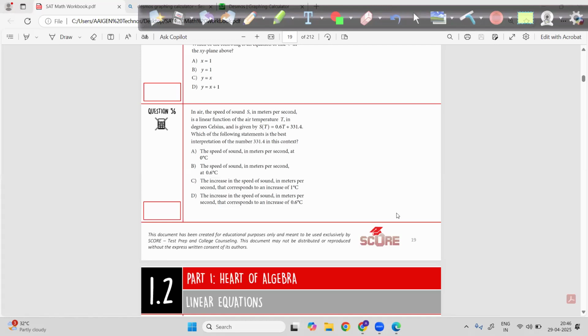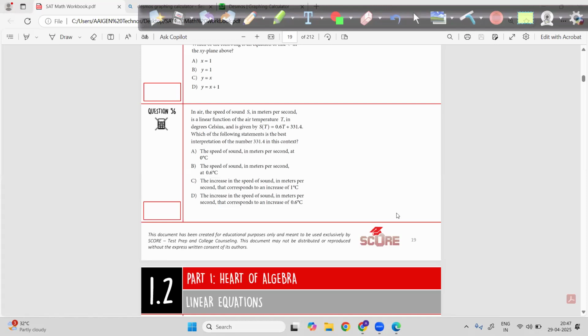Identify it is a linear function question. S of t is your y, t is your x. In the air, the speed of the sound in meter per second is a linear function of the air temperature T in degrees Celsius. So speed of the air in meter per second is a linear function. So S of t, the speed of the air, is given by S of t is equal to 0.60 t plus 331.4, where t is the temperature.